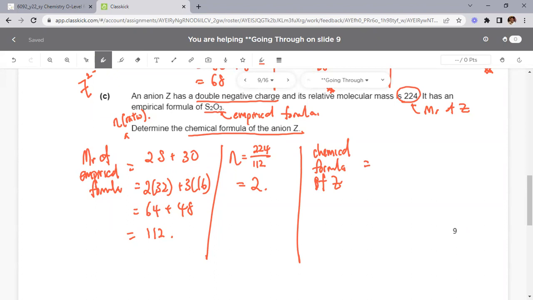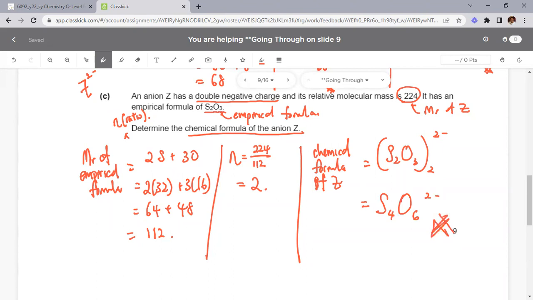This will be S2O3 multiplied by the ratio 2. The overall charge, as mentioned, is a double negative charge, so it's a 2 minus. The 2 minus is outside, not inside. I say again, the 2 minus is outside, not inside. Once you've multiplied in, your final answer is S4O6 2 minus. So this will be the answer.